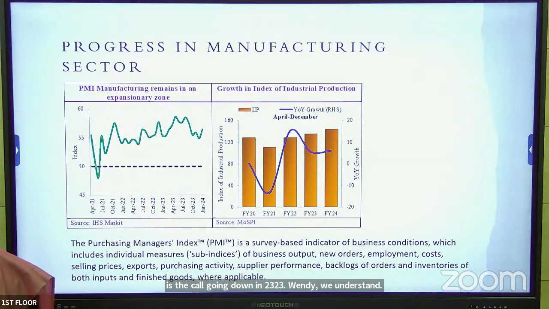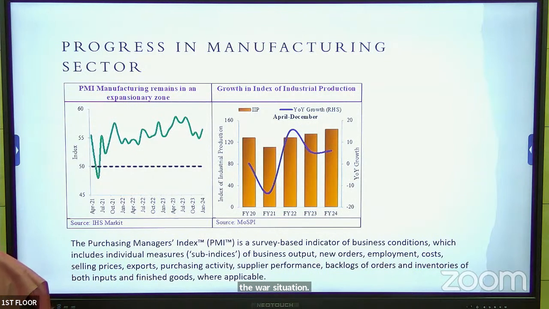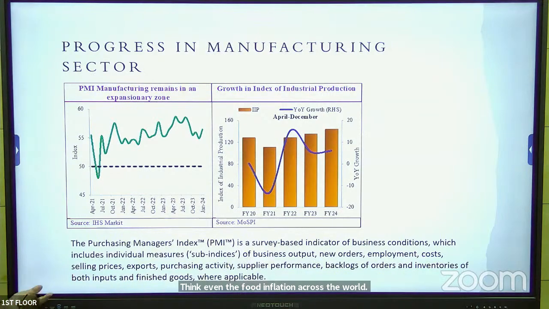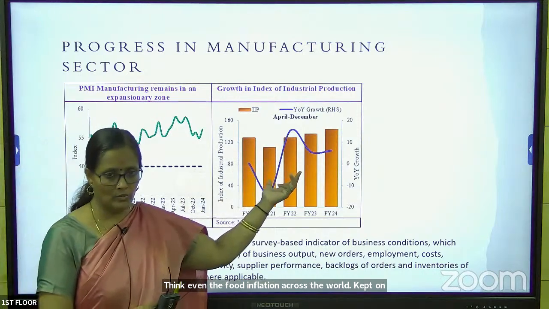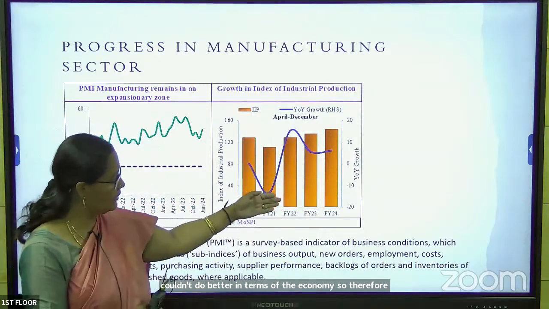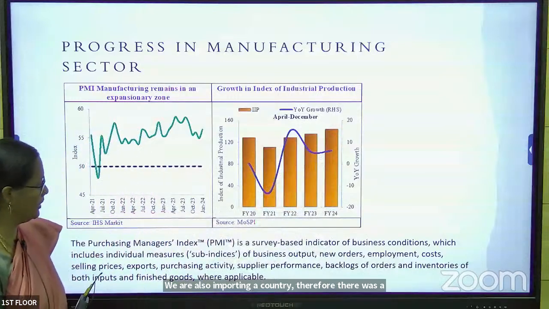Mainly because of the war situation, as well as the supply glut and the inflation across the countries in the world. Supply chains got disrupted mainly because of the war situation, which resulted in a lack of commodities and raw materials, which resulted in inflation at the global level. It's not just the manufacturing sector; even food inflation across the world stayed at a higher level. With all these situations, we couldn't do better in terms of the economy. Therefore, there was a slump in the year. Slowly now things are becoming better.